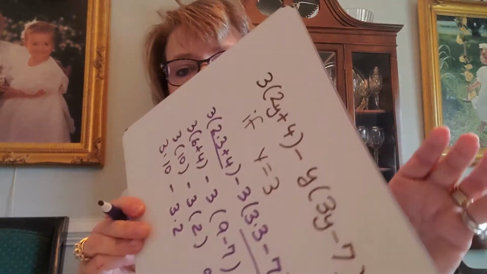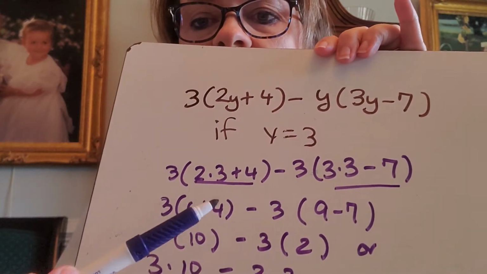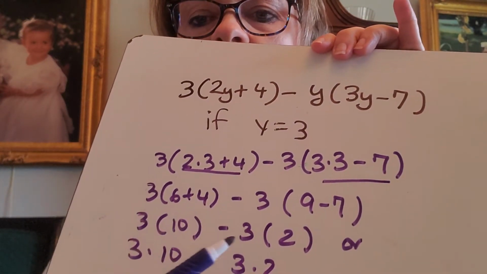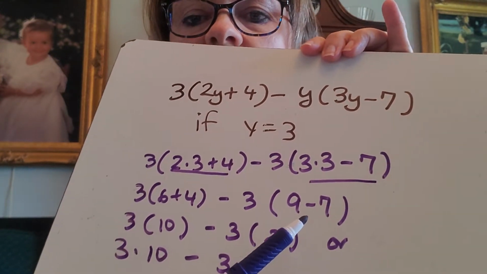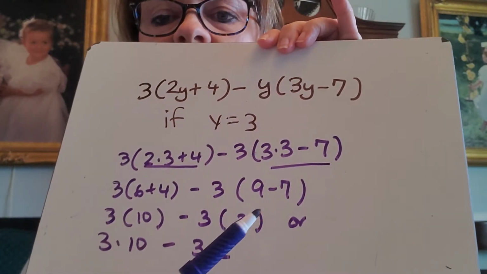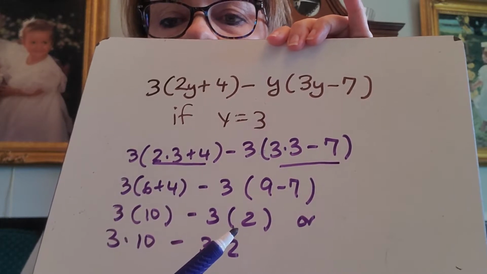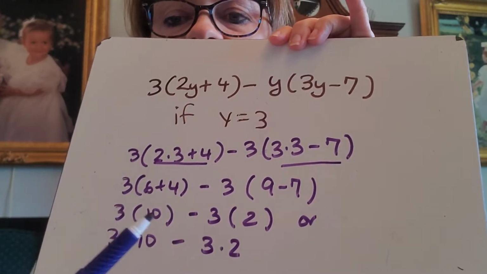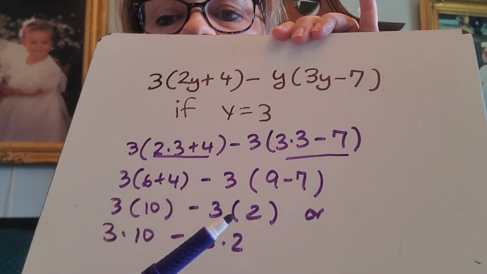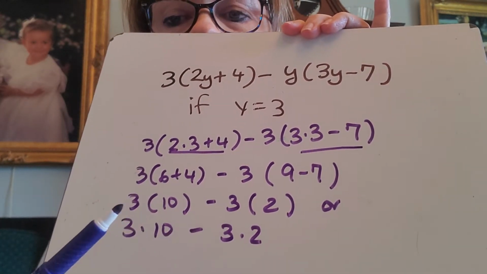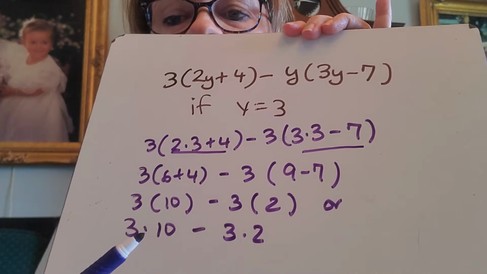All right, so when I did that, I got 6 plus 4 in this one, which is 10. And in this one, I got 9 subtract 7, which is 2. All right, next, you can either leave it just the way it is. Just the way it is, it means 3 times 10 minus 3 times 5. But if you think that's confusing, drop your parentheses and just put a times in between.